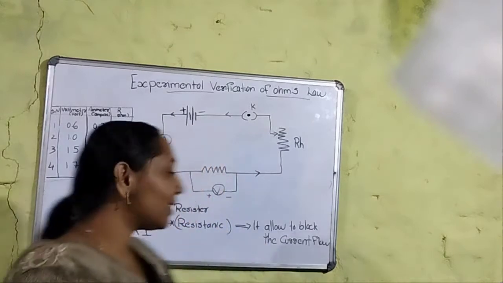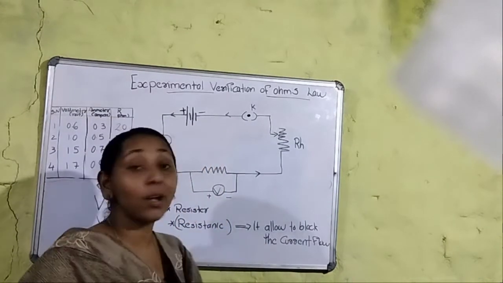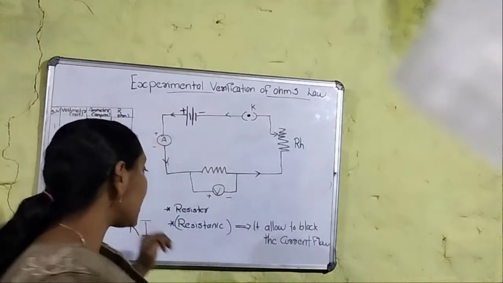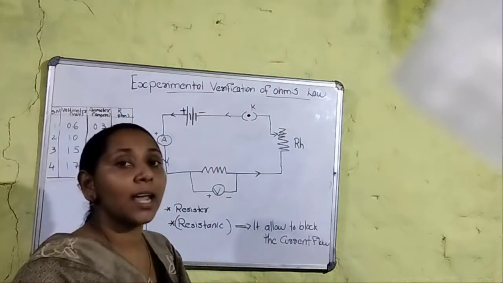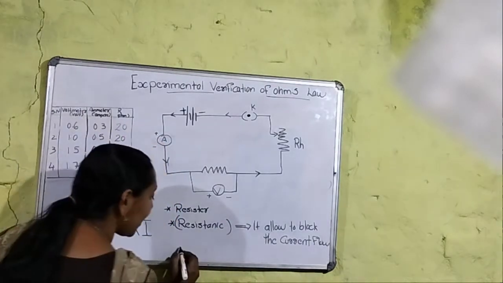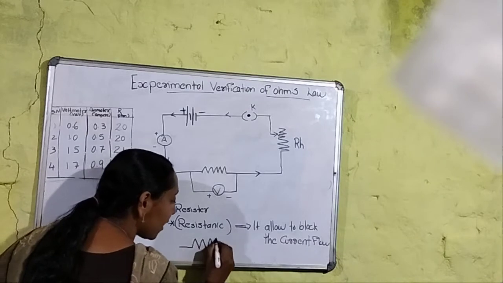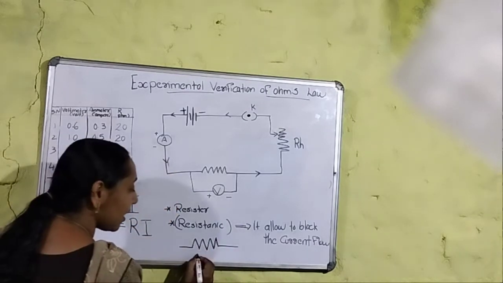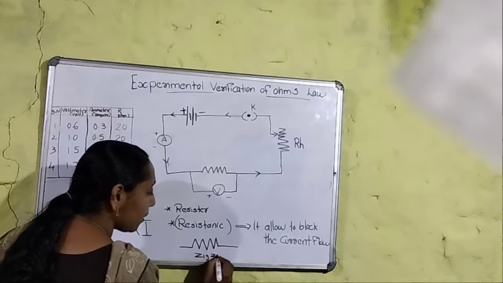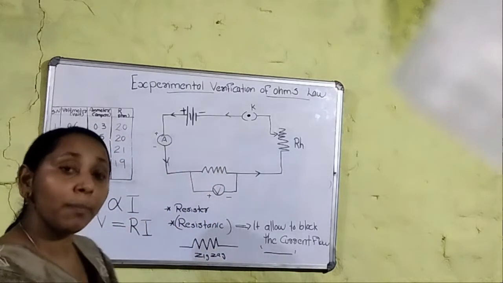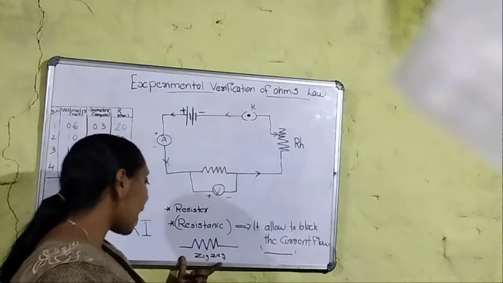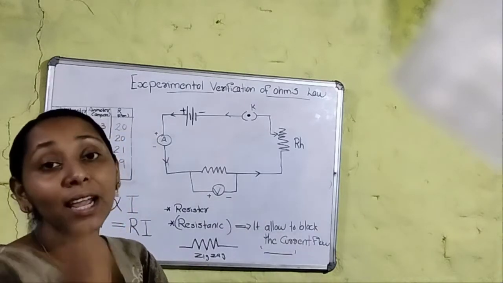Okay, so resistance means it blocks the current flow. The equipment that experiences this resistance is called a resistor. The resistor is denoted by a zigzag line. The normal straight line denotes a normal conductor, and the zigzag representation denotes a resistor.